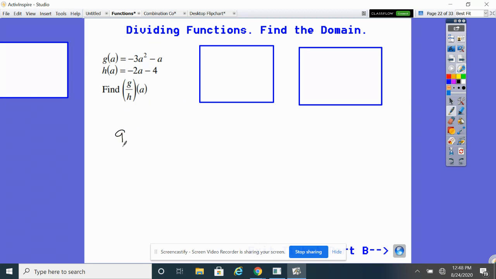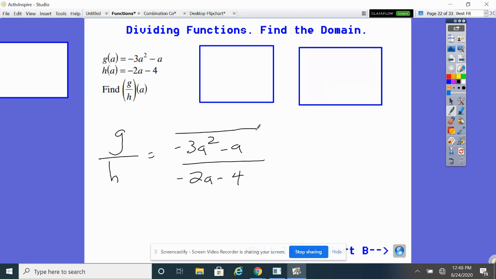The idea is you have g divided by h. We're just going to put g on top, or in this case g of a. So the g function is negative 3a squared minus a over, what was h? H is negative 2a minus 4. That's the answer. That's the way we're going to leave it for now. We're just going to put them where they go, leave it like that.